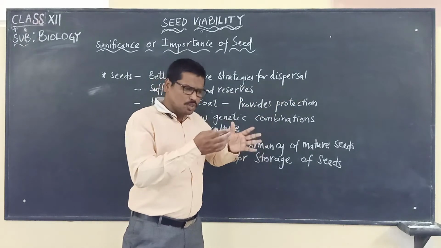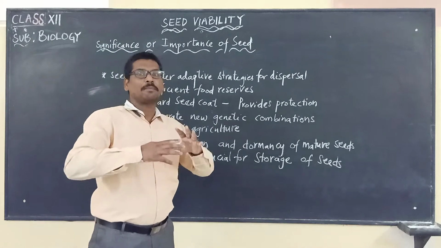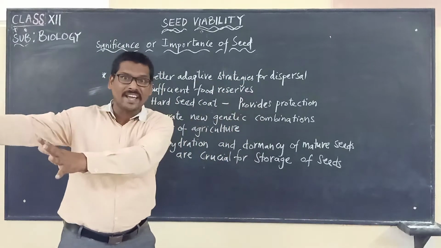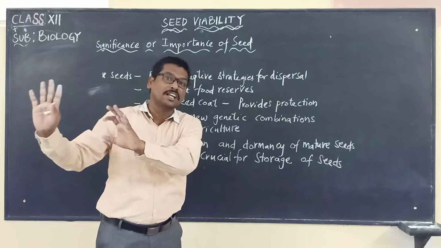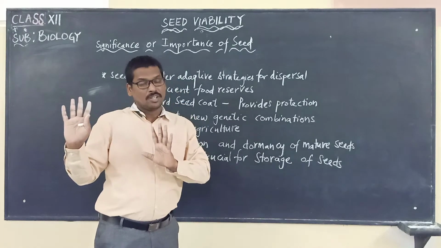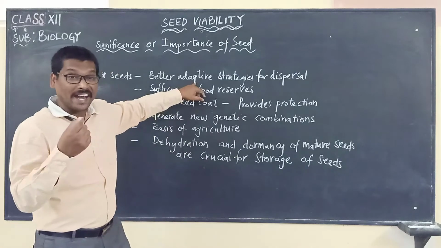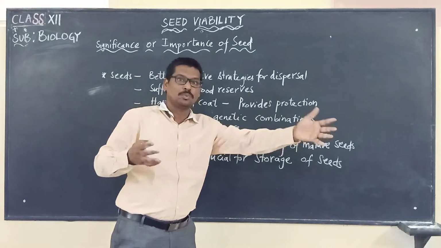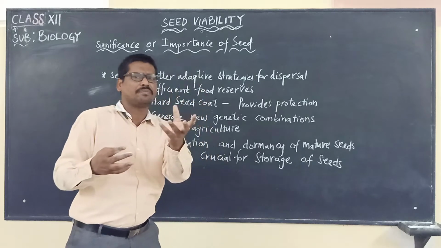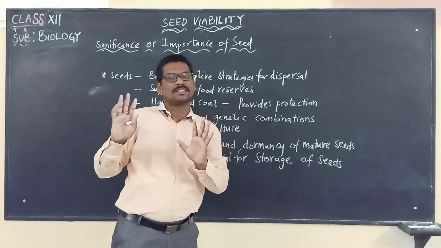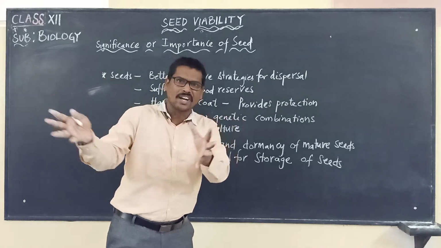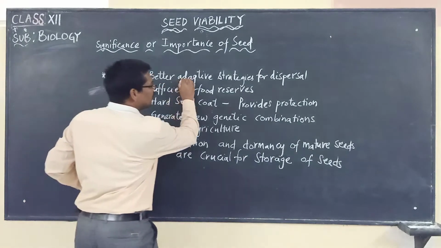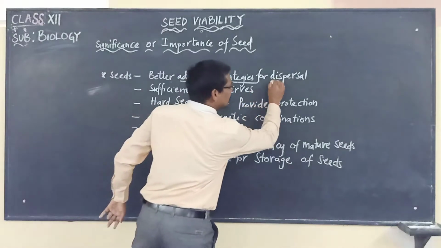For dispersal means what? To move from one place to another place, they have better adaptations, better modifications, so that they can move to a new place and colonize there, and they start growing up in that particular new region. So that's why we say that seeds are having better adaptive strategies for dispersal. Dispersal means it's a mode of carrying, the way they are carried to other places. They can colonize and grow in that new area. That is the first point, the importance of the seeds. Here you have to remember adaptive strategies, for what purpose? For dispersal.